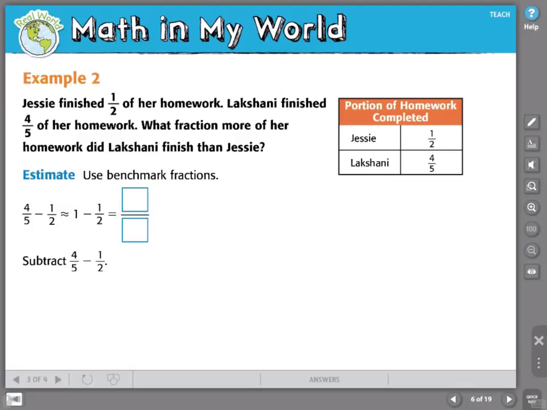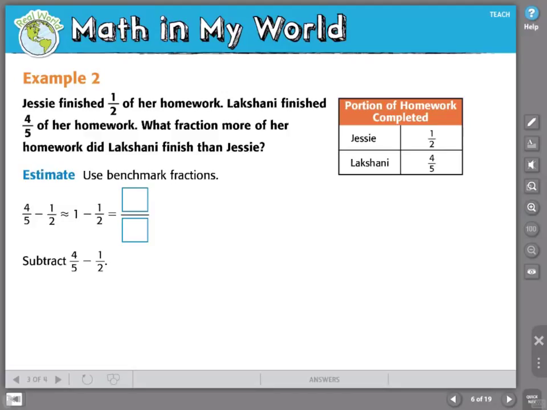Let's try another example. Jessie finished 1/2 of her homework. Lakshani finished 4/5 of her homework. What fraction more of her homework did Lakshani finish than Jessie?